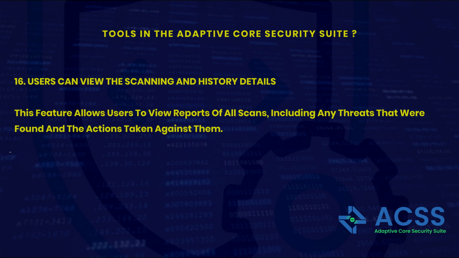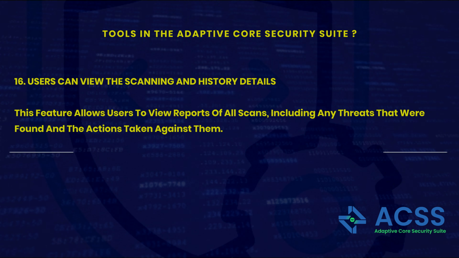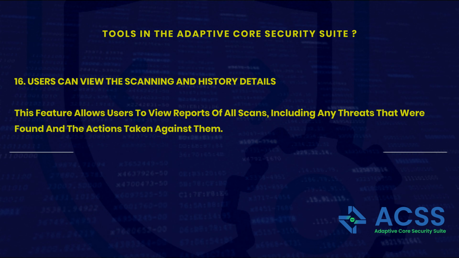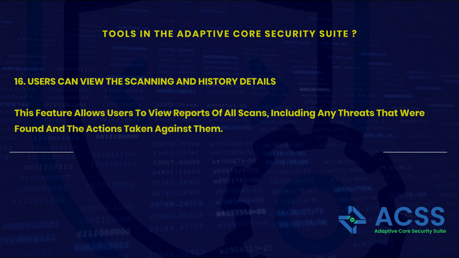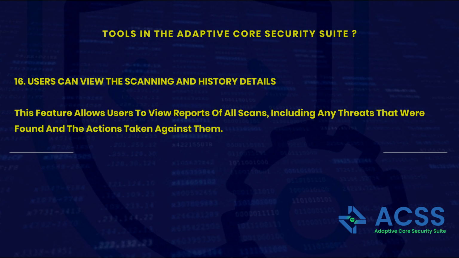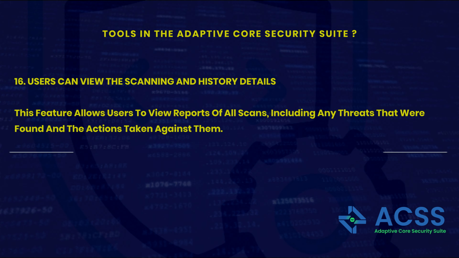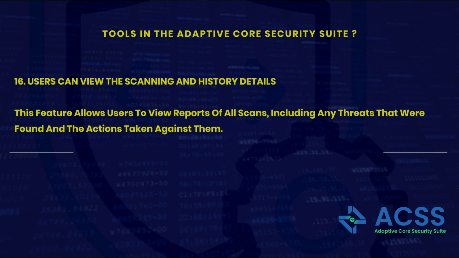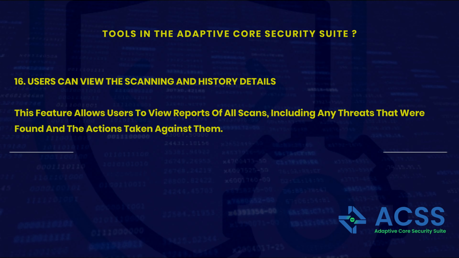Tool 16: users can view the scanning and history details. This allows users to view reports of all scans, including any threats that were found and the actions taken against them. This gives transparency, helping users clearly understand what issues were detected and how they were handled on their website.